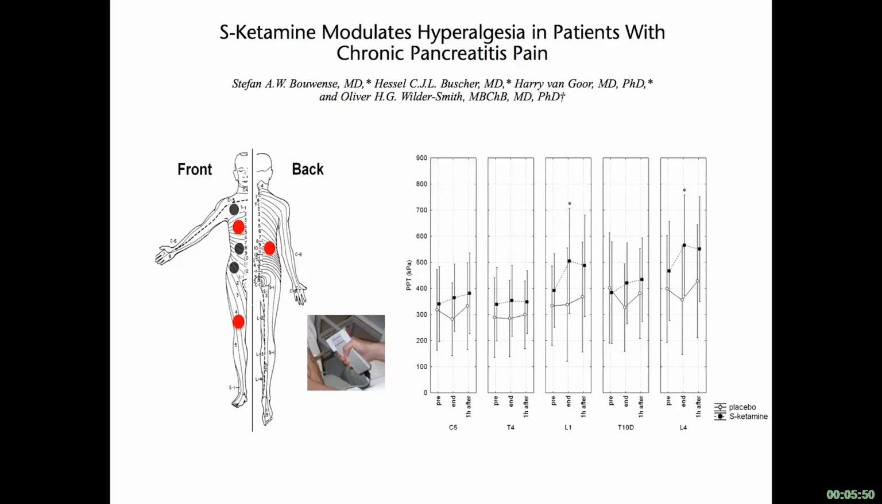This was an experimental study where our Dutch colleagues infused ketamine in patients with chronic pancreatitis and then assessed their pain thresholds to pressure stimulation. And what they could show in a crossover design was that they were actually able to reverse the hyperalgesic state during and immediately after the ketamine infusion, while there was really no response in the placebo arm.